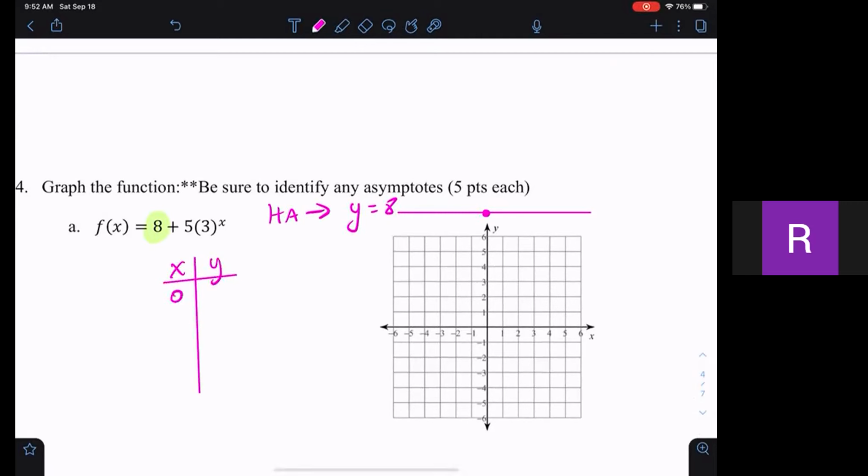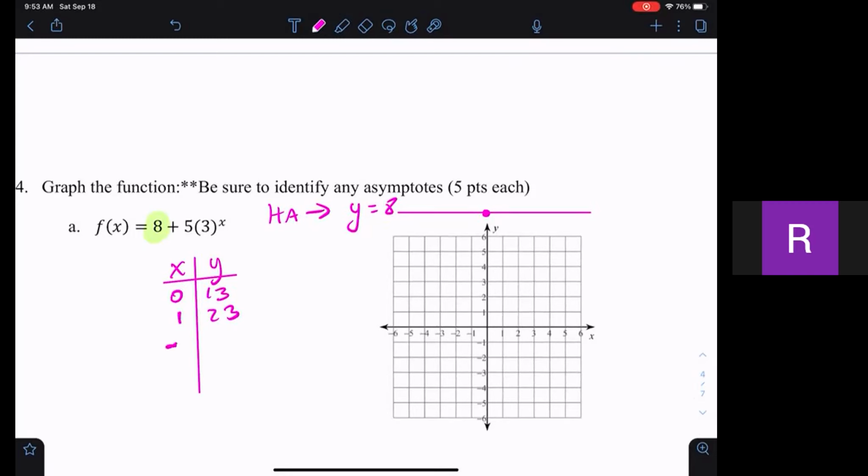Plug in 0. Any number to the 0 is 1, times 5 is 5, plus 8 is 13. And you put in 1, right? It will be 23, because 3 to the first is 3, 3 times 5 is 15, and 15 plus 8 is 23, right?